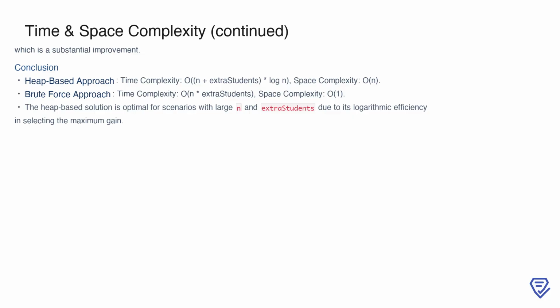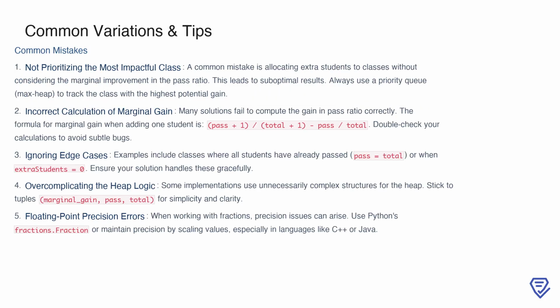By leveraging the heap's logarithmic efficiency, we achieve a substantial improvement over the naive approach, which would struggle with scalability due to its linear time selection process for each extra student. One of the most frequent mistakes made in solving this problem is not prioritizing the class that can provide the highest improvement in the pass ratio. To avoid this, it's crucial to use a priority queue, specifically a max heap, which helps you efficiently track and allocate extra students to the most impactful class.